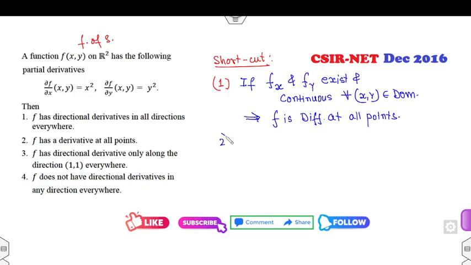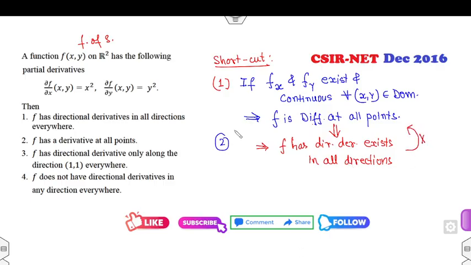Fine. Second point, if f is differentiable, then f has directional derivatives existing in all directions. If a function is differentiable, then the directional derivative exists in all directions. But make sure the converse need not be true. Similarly, for this case, the converse is not true.